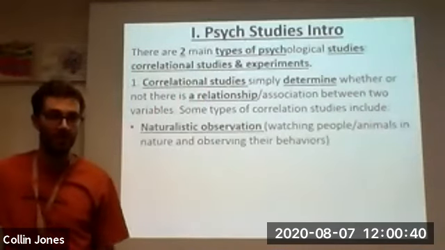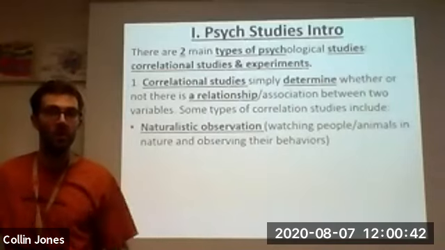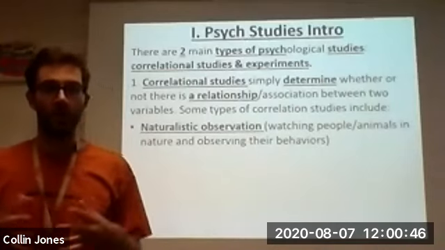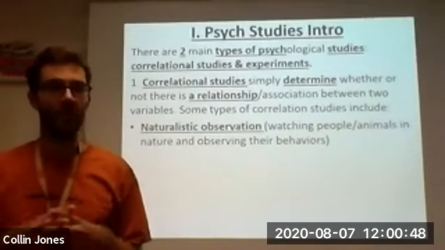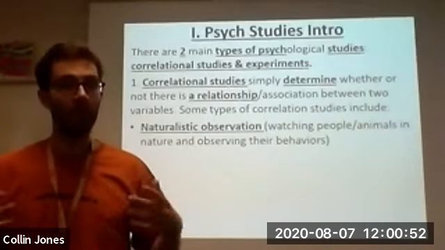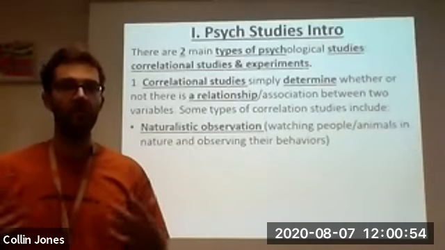We'll do some practice with this as well. Some types of correlational studies, the way you can do correlational research. First, you can just watch people. Any of y'all people watchers? You ever go into the commons or go to the mall and just kind of sit back, or at a park and just kind of watch what people are up to? You are doing psychological research. You are doing what's called naturalistic observation.